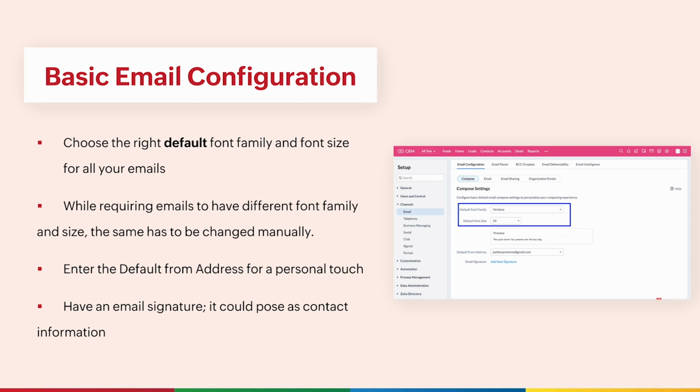Email signature. This setting allows you to set an email signature. Each user can set up to 5 email signatures and use one signature for each email. This signature can consist of not only your name and designation, but also your organization's logo, address, and contact information.